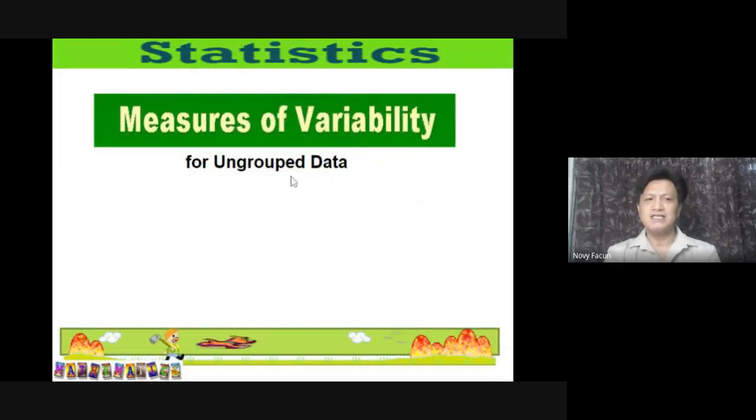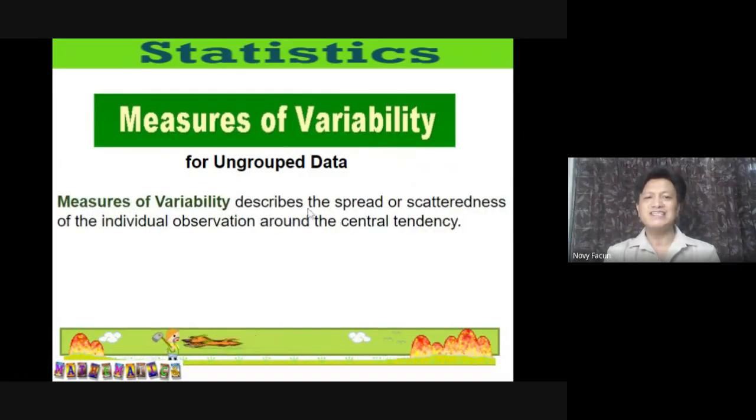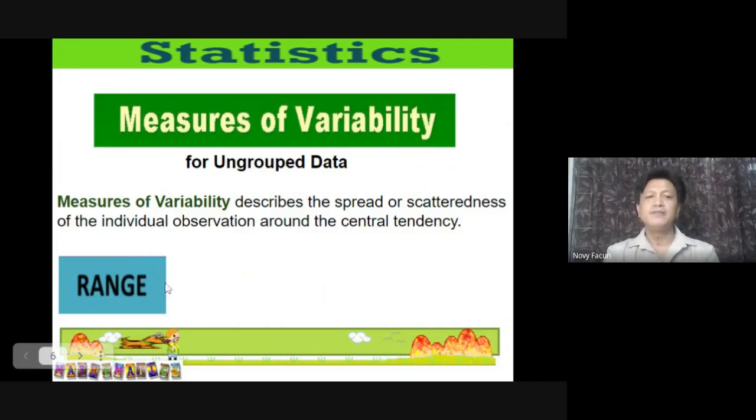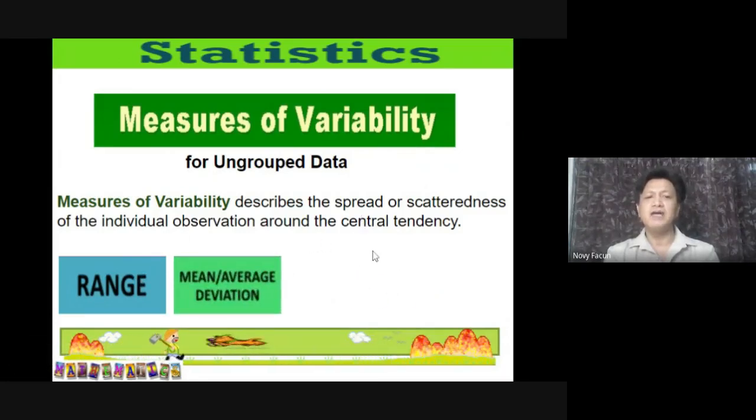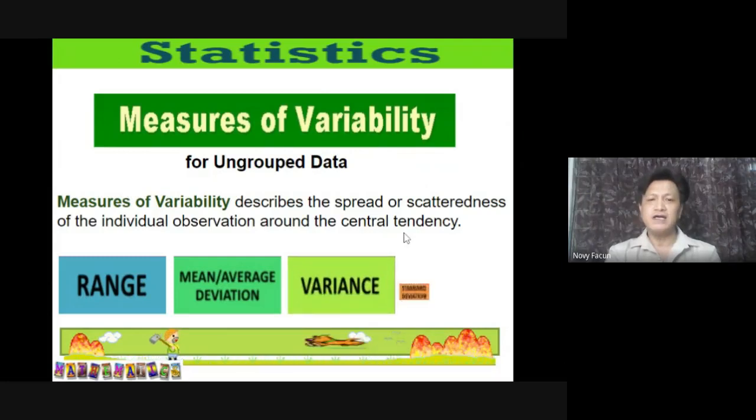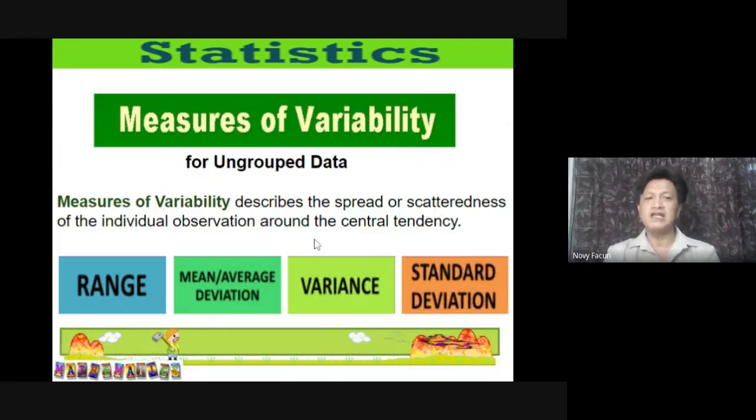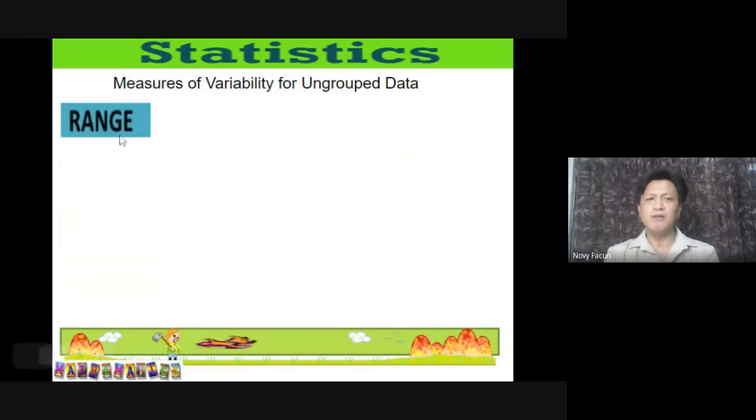So with that, let's define. Pag sinabi natin measures of variability for ungrouped data, no? So this simply describes the spread or scatteredness of the individual observation around the central tendency. Ibig sabihin yan, kung gaano nga ba magkakalapit or magkakalayo yung score ng bawat set of data natin. So with that, meron tayong apat na uri: the range, mean or average deviation, variance, and standard deviation. Ito yung apat na uri natin para ma-describe natin yung spread or scatteredness ng data natin. So with that, let's talk about first the range.